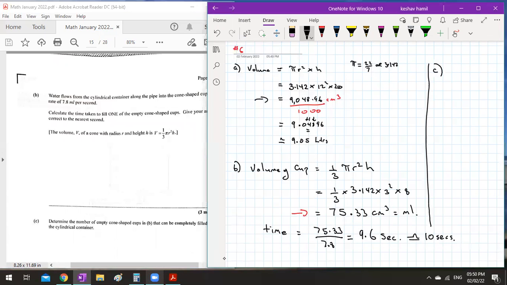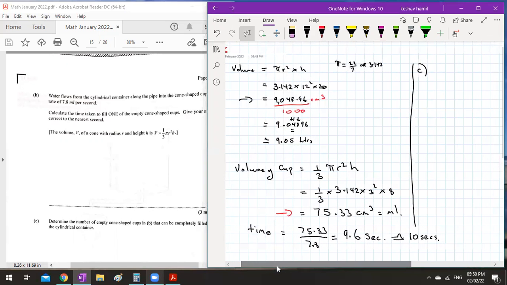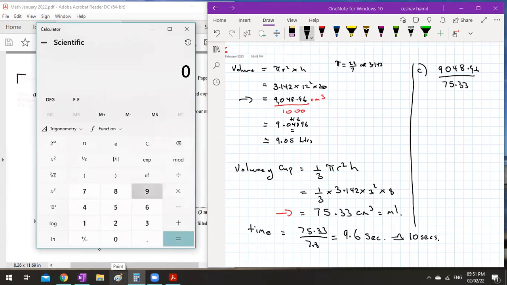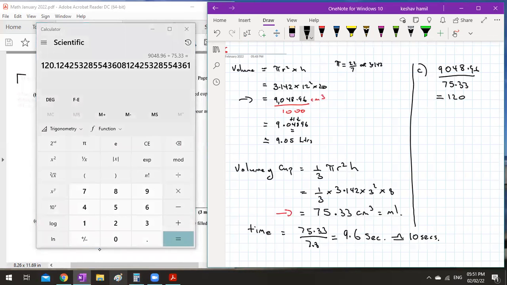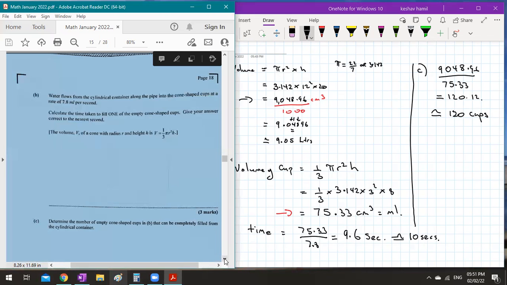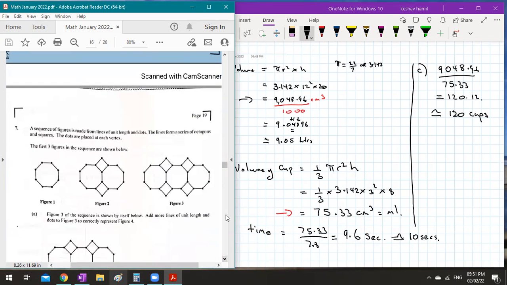So we have 9,048.96 divided by 75.33. And that will tell us exactly how many cups we could get from the entire container. 9,048.96 divided by 75.33 is equal to 120.12. Now we have to round it off to a whole value, which is 120 cups. So we get 120 cups of water from the container. And that's the end of question 6.